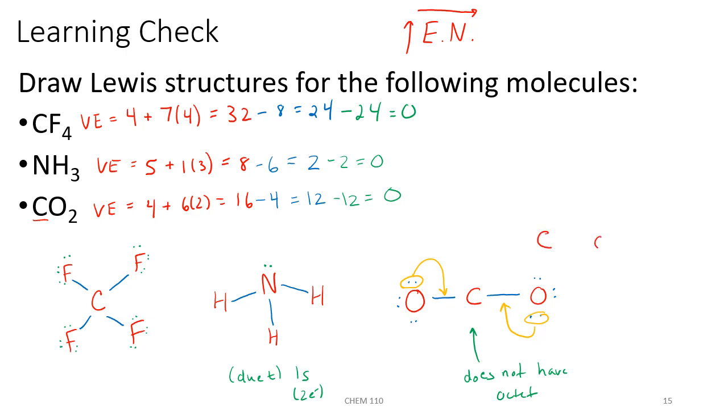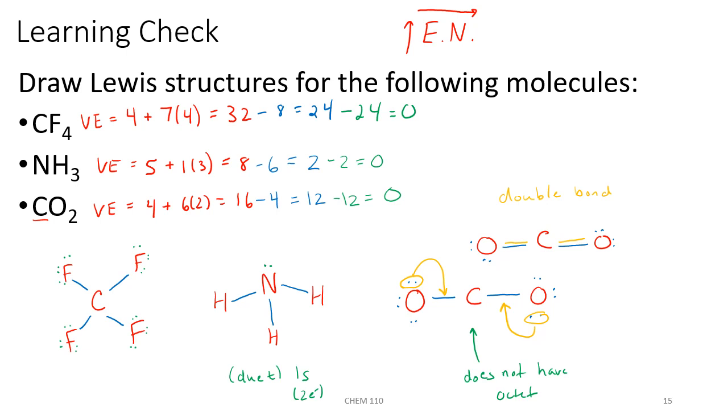let's redraw our structure. We would have carbon, oxygen, oxygen, and put back our single bonds. We'd be left with 2 lone pairs on each of our oxygens, and now we have a bond here and a bond here. Therefore, we have a double bond in between each of our carbon and oxygens.